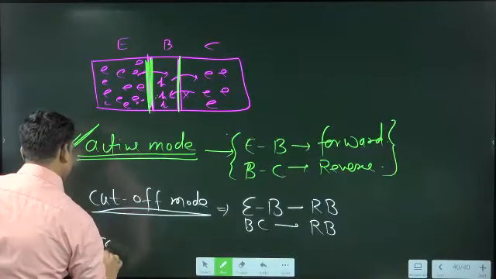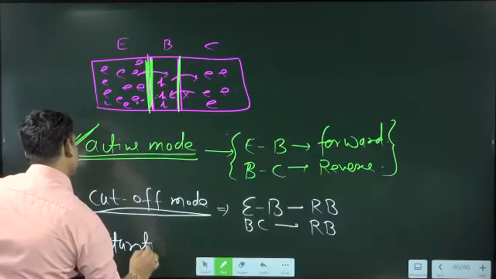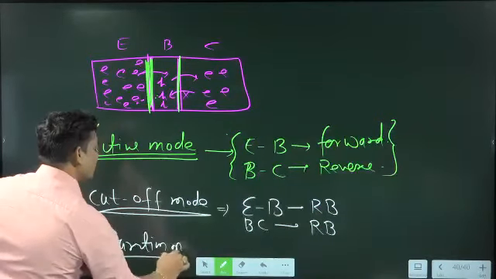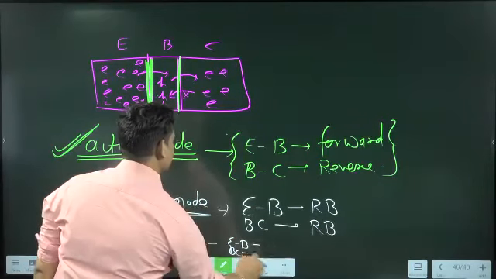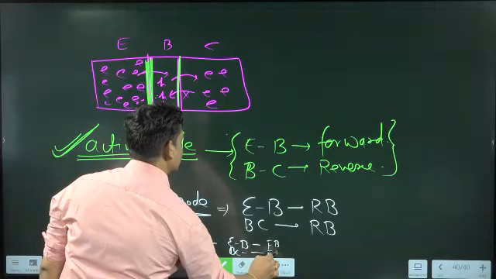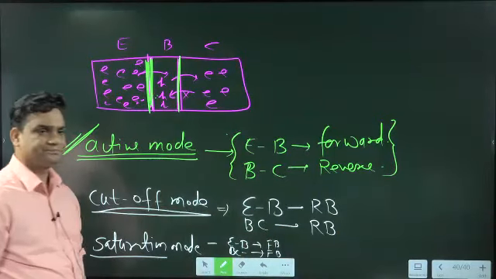Then we are in saturation. Saturation means now it is saturated. Saturated means basically both sides are allowed. So your EB is also allowed and BC is also allowed. So both are basically forward. Both side current will be allowed forward. Okay.